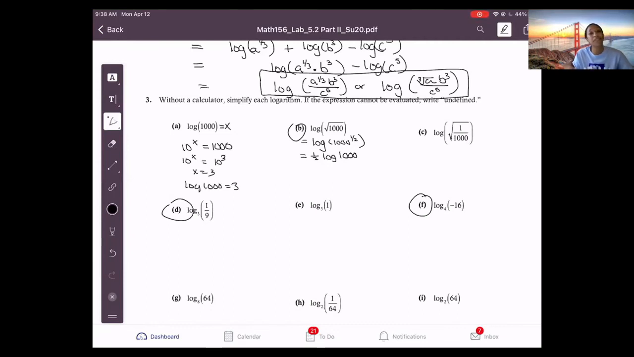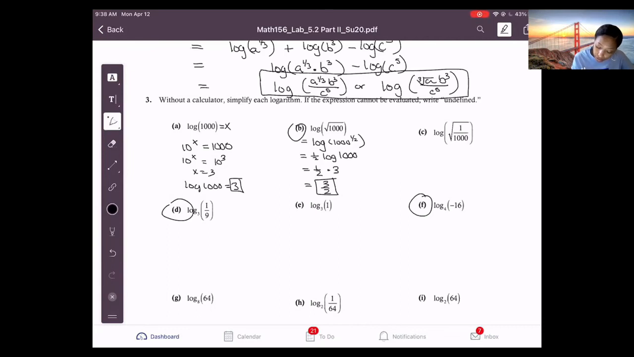Okay, we need that for the second one also, right? So if we have 1/2 times log of 1,000, this is just 1/2 times 3, which gives us 3/2. So the first one, log of 1,000 is 3. Then log of the square root of 1,000 would be 3/2. Part C will be kind of similar to that, except you have a 1 over 1,000, so you should have a negative exponent. So think about that.